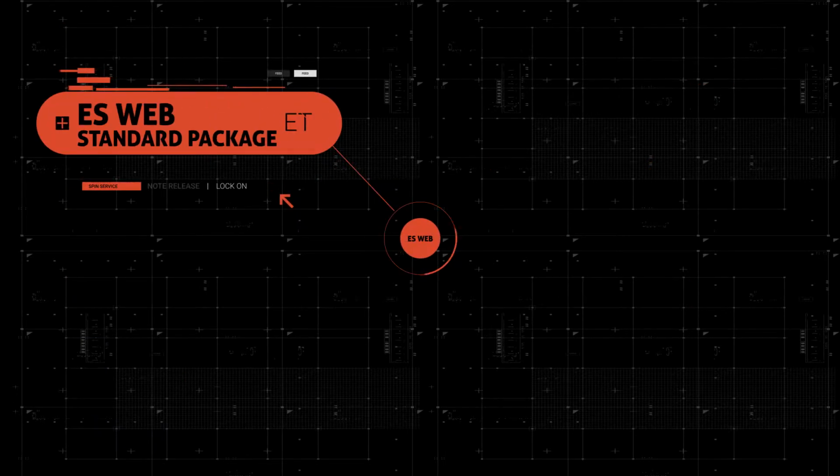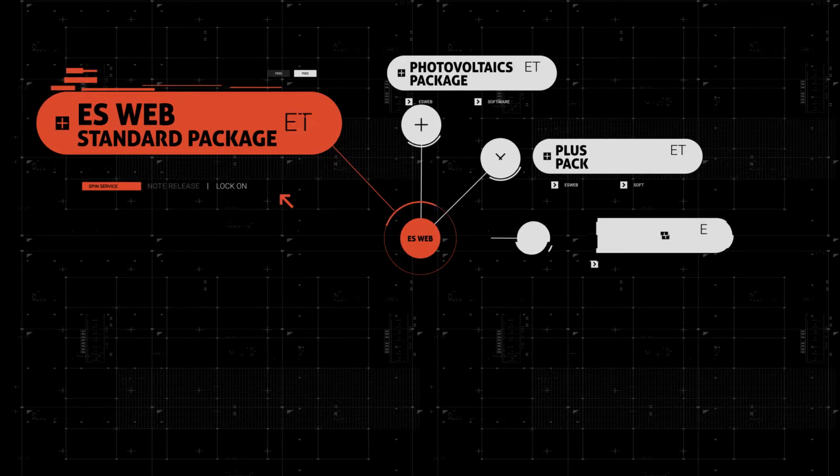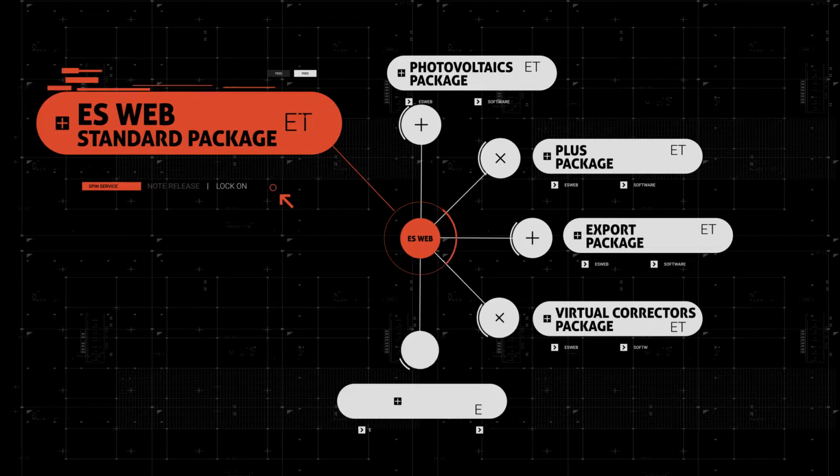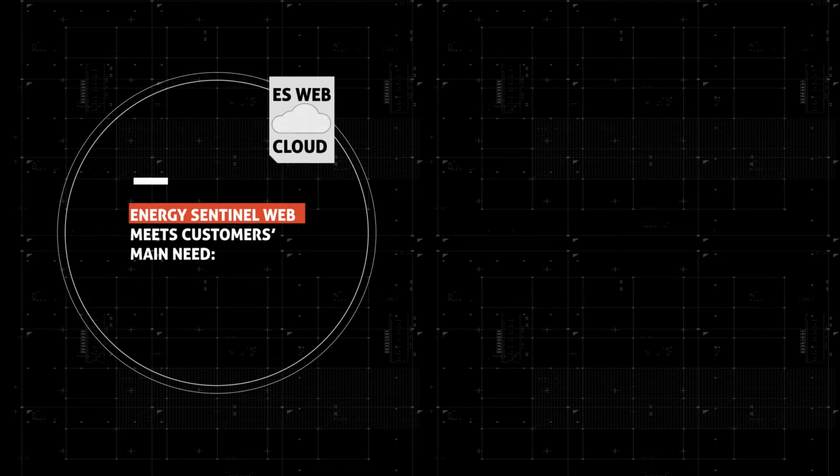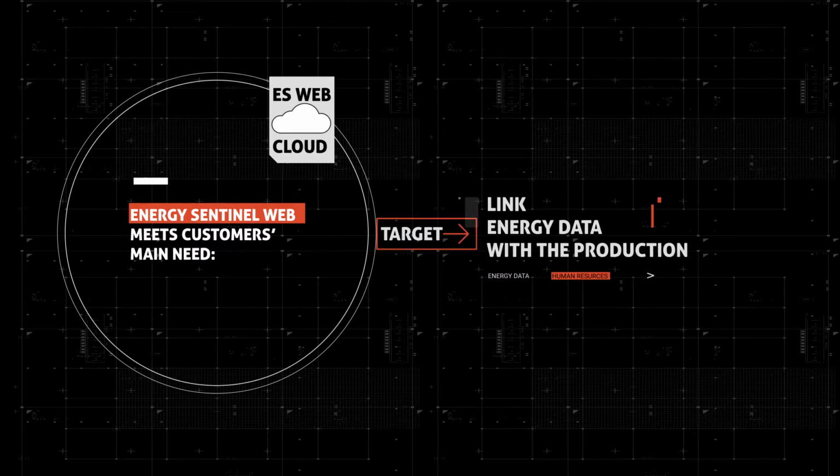The software ES Web includes a standard package and some optional ones to expand the system's potential. Keep watching to see the functions of both standard and optional packages. Energy Sentinel Web meets customers' main need. Link energy data with the production. That is, energy data linked with human resources.